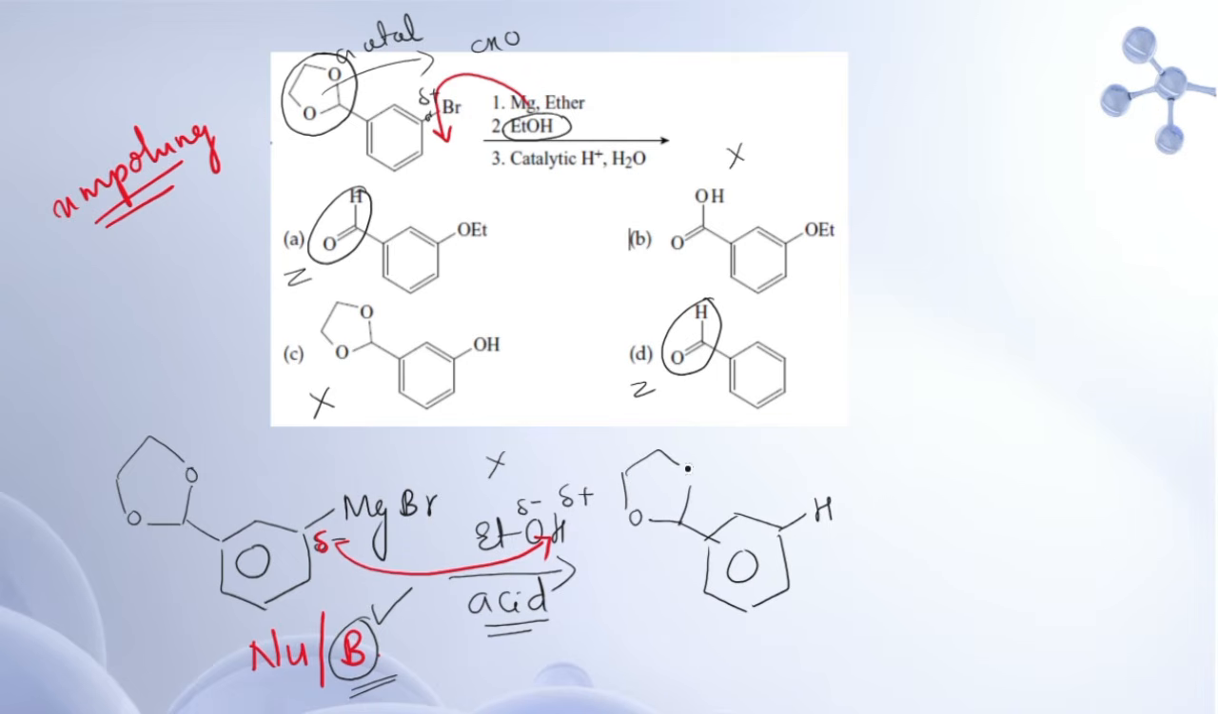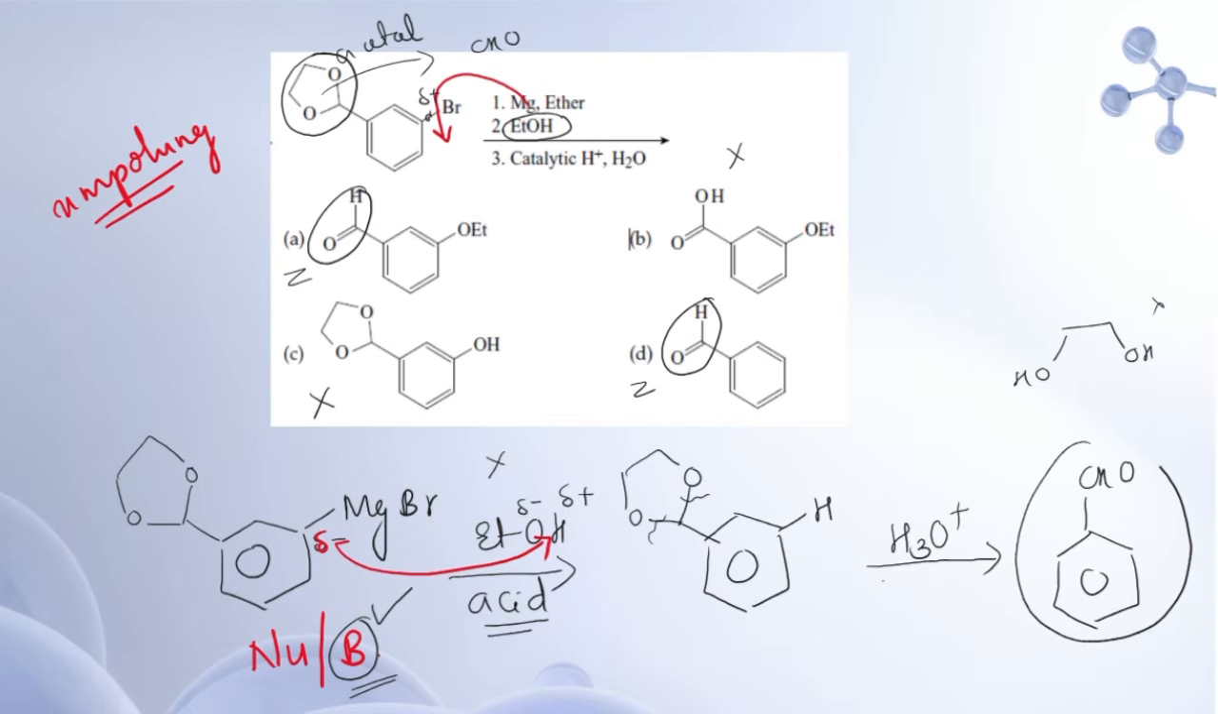What about this group? No change here. This acetal will remain as it is. What is the last step? Hydrolysis. Whenever we have an acetal, upon hydrolysis, as I told earlier, it's going to form an aldehyde. What about this one? It's going to form a diol. That is a byproduct. Don't worry about that. So this is our main product.